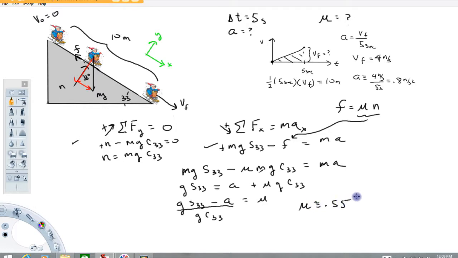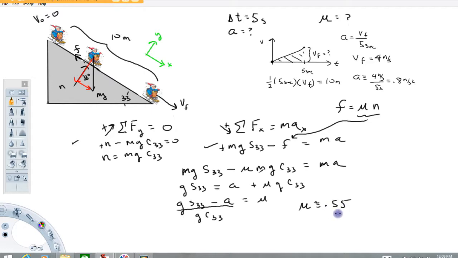for a frictional coefficient. Now you notice I didn't bother putting any units there. That's because the frictional coefficient is a dimensionless quantity. It doesn't have any units. Unit-wise, if we look at this equation, sine 33 and cosine 33 are dimensionless, and g over g, well, the units would obviously cancel. And acceleration units over g: again, this has units of meters per second squared, and so does this. So the units cancel on both sides of that thing.